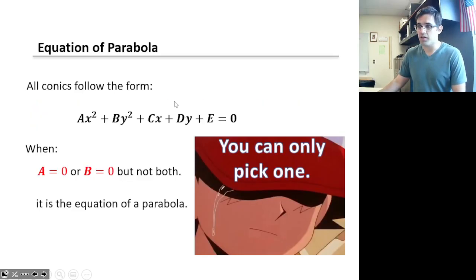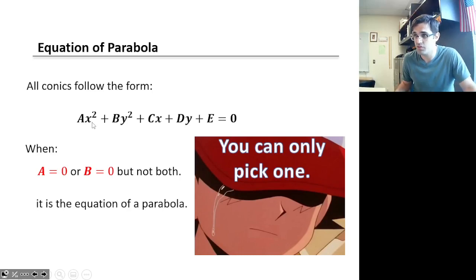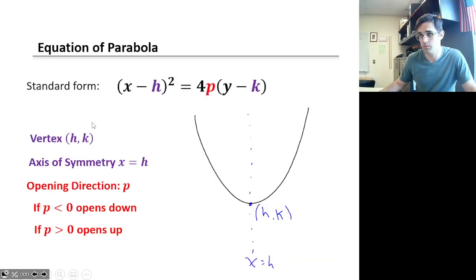So given our conic equation, if a is 0 or if b is 0, we have a parabola. If a is 0, that means there's no x squared term, or if b is 0, that means there's no y squared term. In either situation, it's a parabola, but they both can't be 0, only one. You can only pick one.